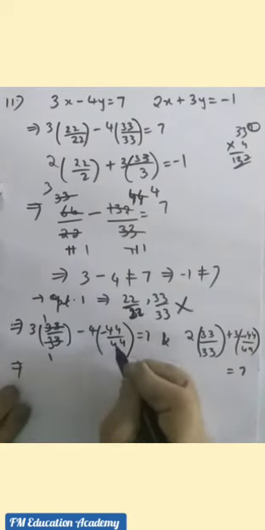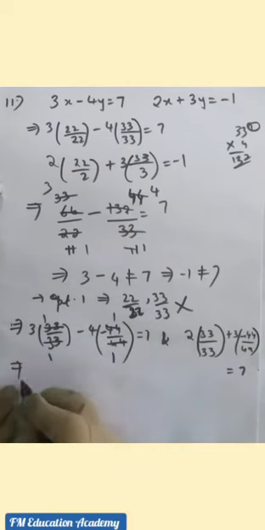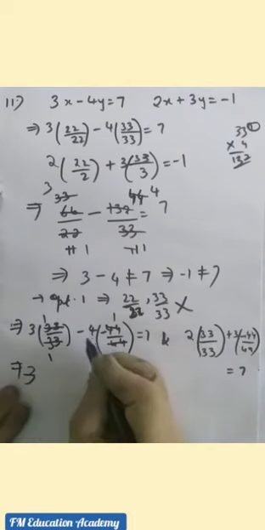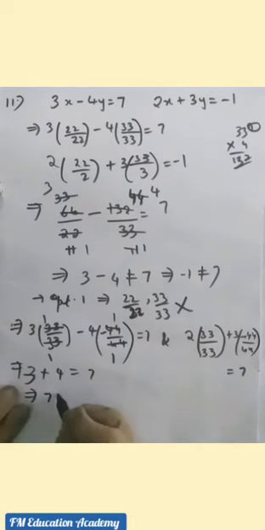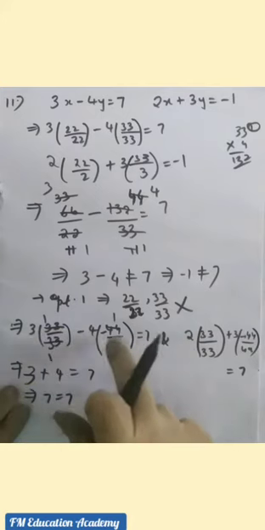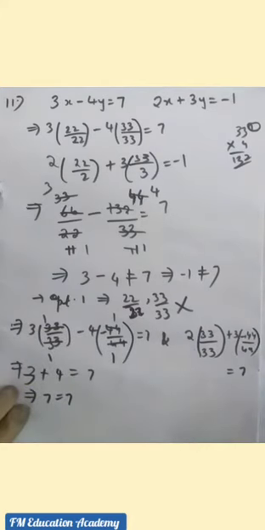33 ones are 33, 33 ones are 33, 44 ones are 44. Here we have 3 as it is, minus into minus plus 4 is equal to 7. So we got one equation, 7 is equal to 7, when we substitute the values 33 by 33 and minus 44 by 44, that is option 2.